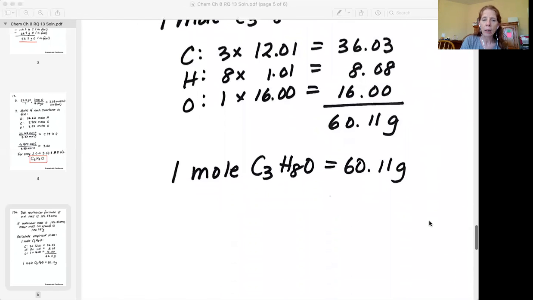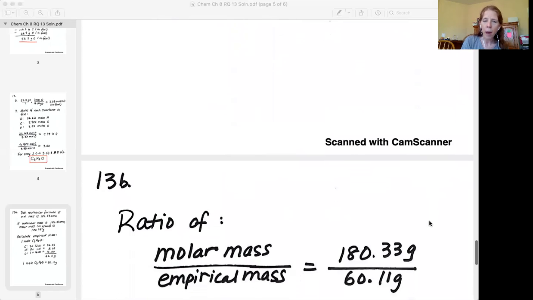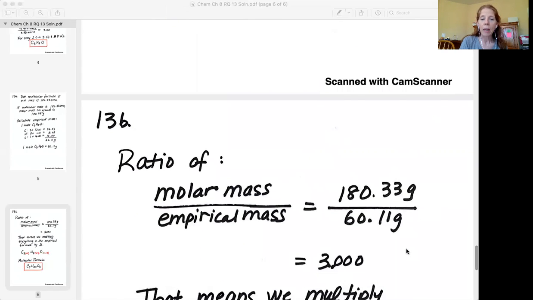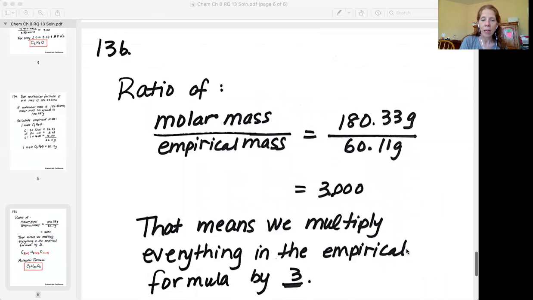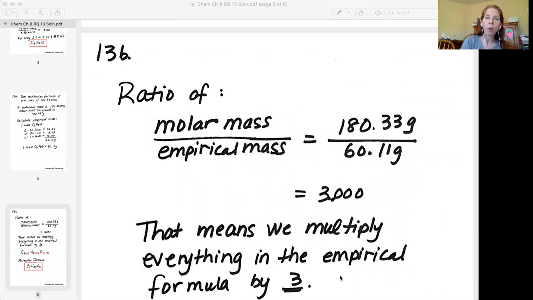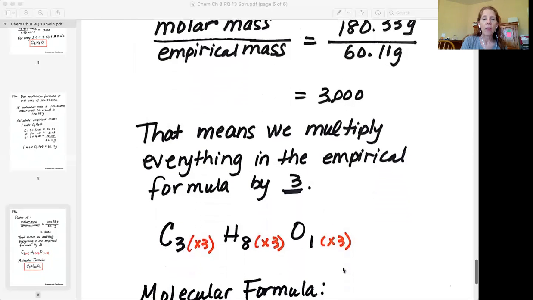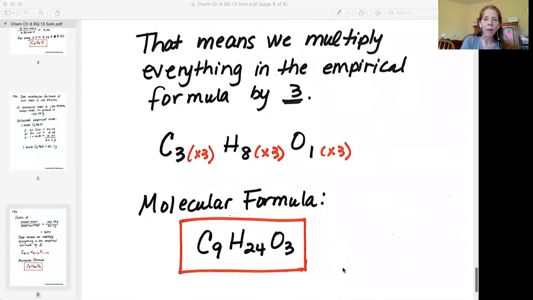So now we're going to compare the molar mass to the empirical mass. 180.33 grams divided by 60.11 grams gives us a ratio of 3. That means we multiply everything in the empirical formula by 3. What does that look like? C3 times 3, H8 times 3, O1 times 3. That would give me a molecular formula of C9H24O3. And that, my friends, is how we solve this kind of problem. I hope that is helpful. And I will see you back here for the next video.